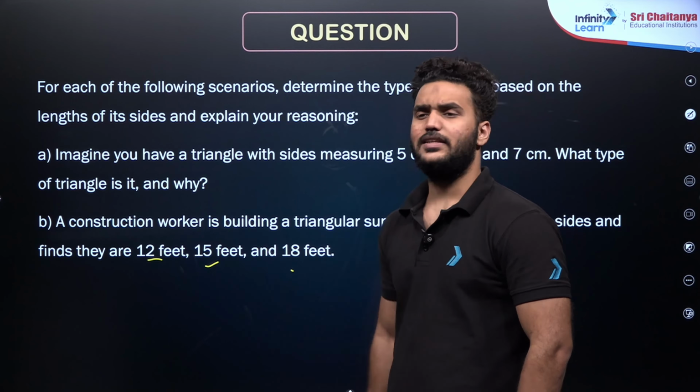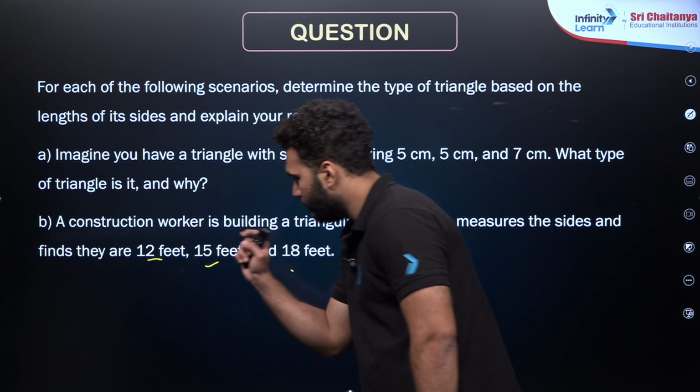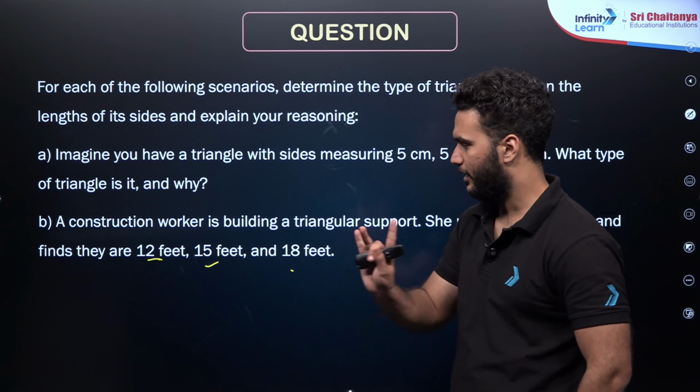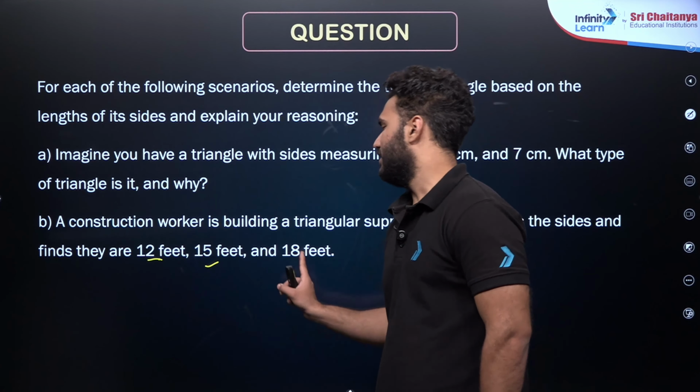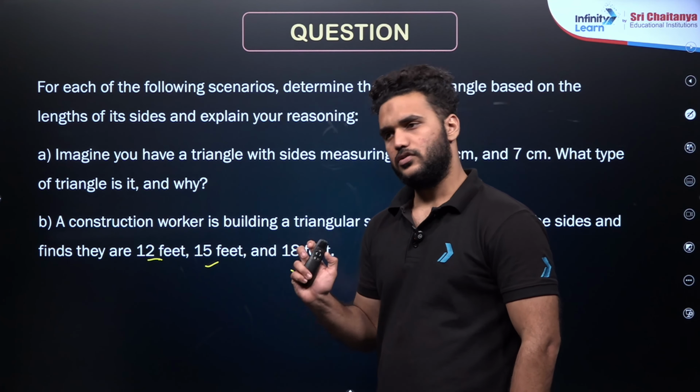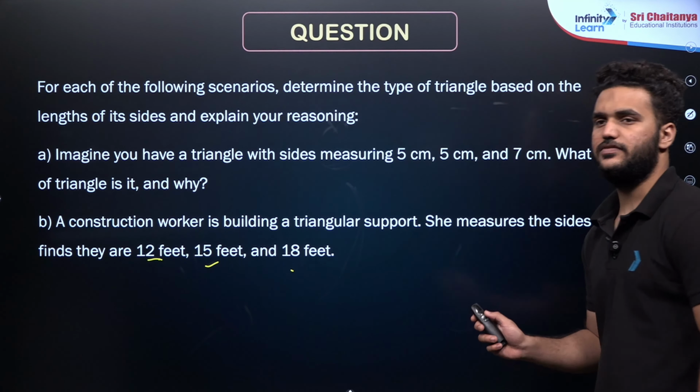And can you see that this triangle is satisfying the triangle inequality? 12 plus 15, sir, is greater than 18. 15 plus 18, sir, is greater than 12. 12 plus 18, sir, is greater than 15. So every combination is satisfying the triangle inequality.